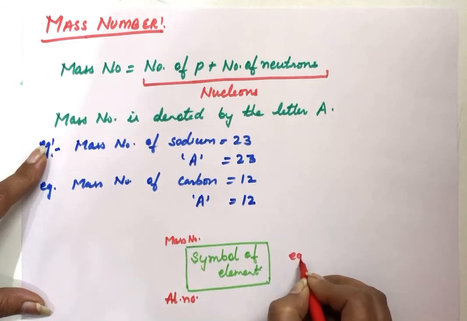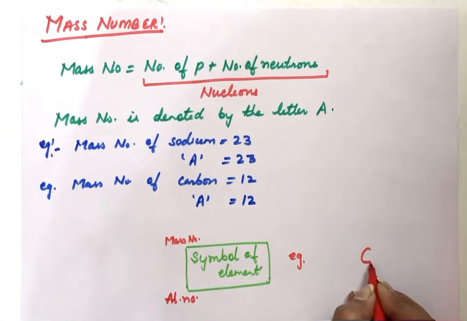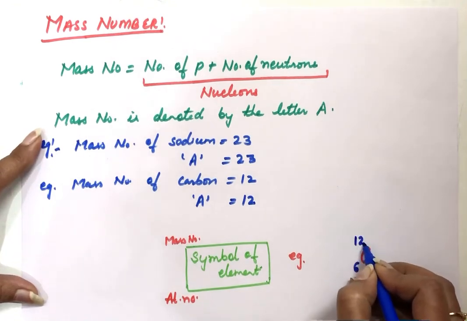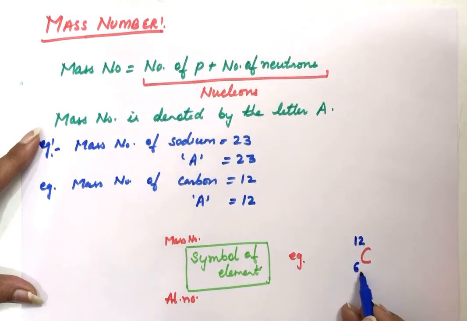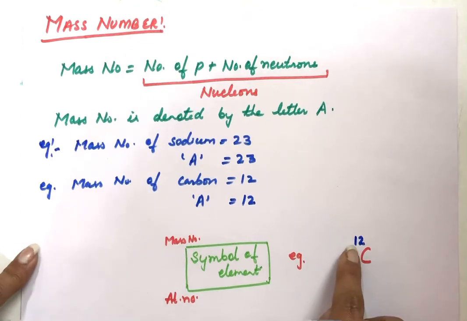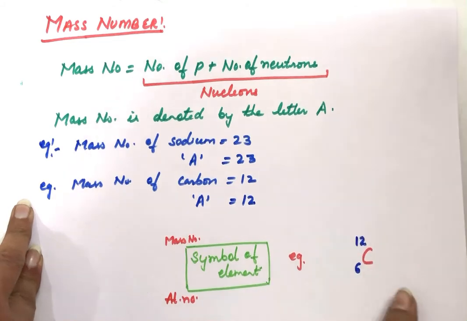For example, if I take carbon, I write the symbol of element carbon, then atomic number of carbon is 6, we write it here as subscript, and mass number is 12, so we write here as superscript on the left hand side. So this is how we can show atomic number as well as mass number of an element. When we write a symbol of an element, in that only we can indicate the two things. So this is always atomic number and this is always mass number. So this is about what is atomic number and what is mass number.